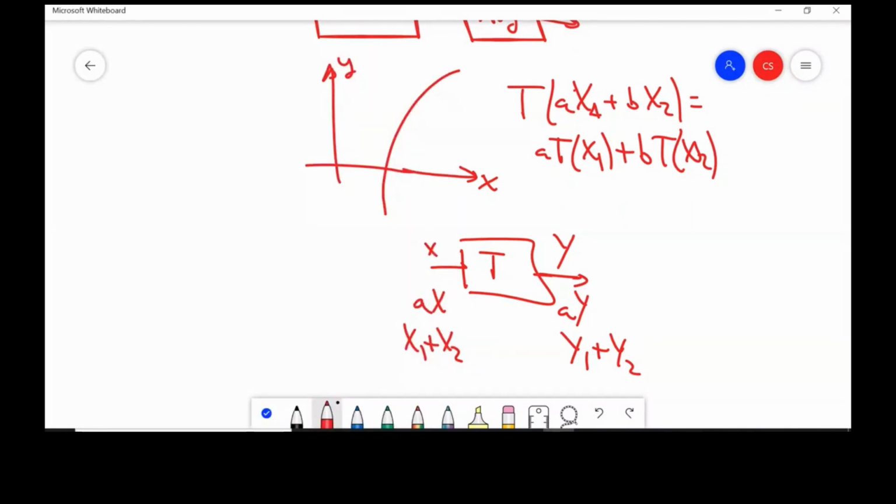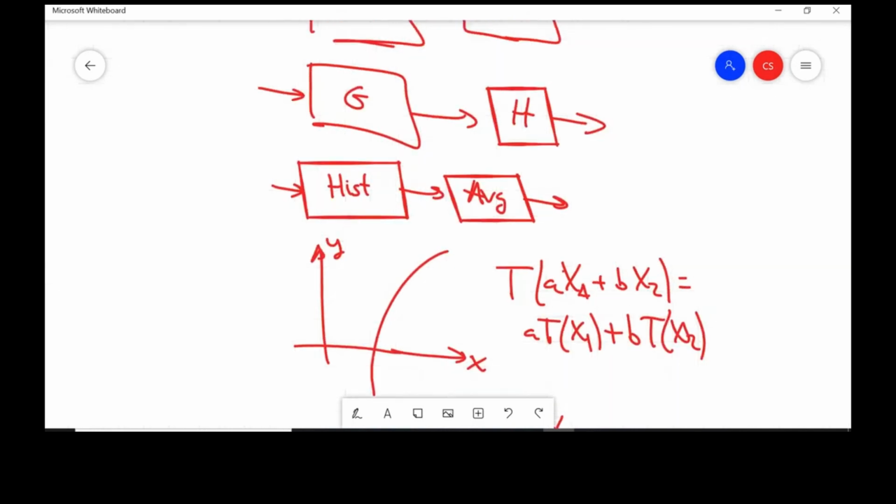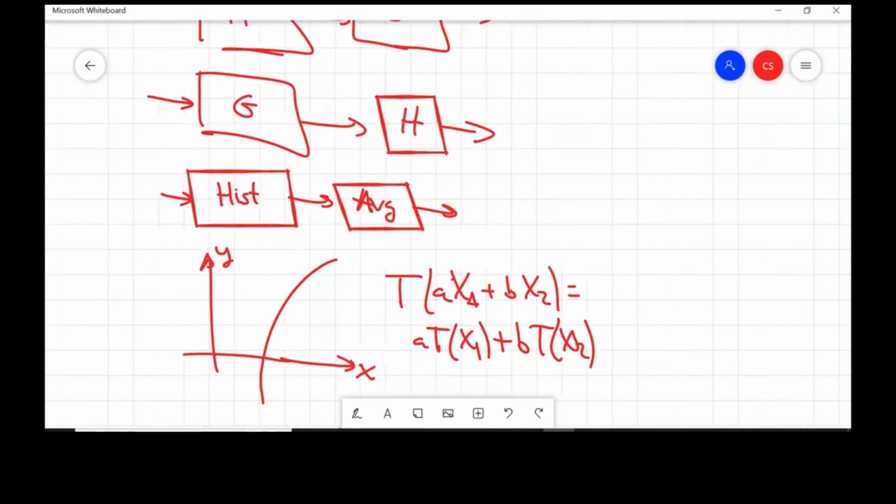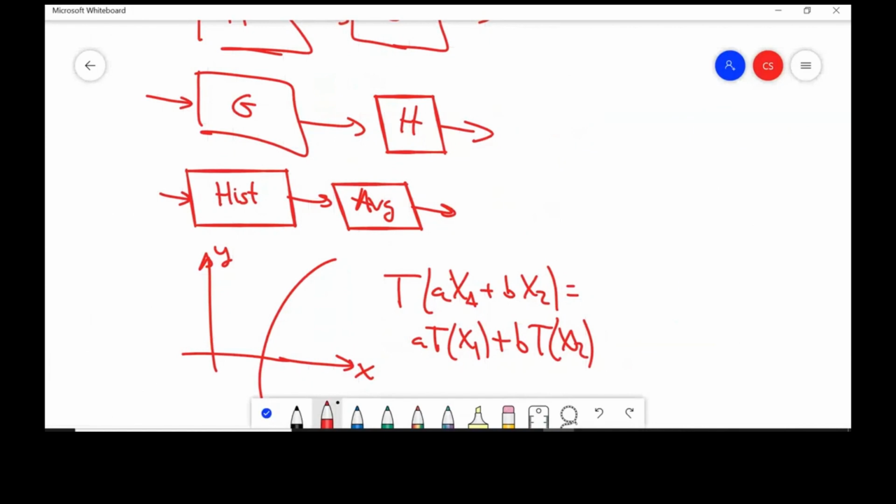Okay, so for instance, the electrical field is a field that fulfills this superposition principle. Superposition in physics is called linearity in system theory. And so we were saying the histogram of the average is not the average of the histogram. So these two systems don't commute. This is not equal to first computing the average and then computing the histogram.